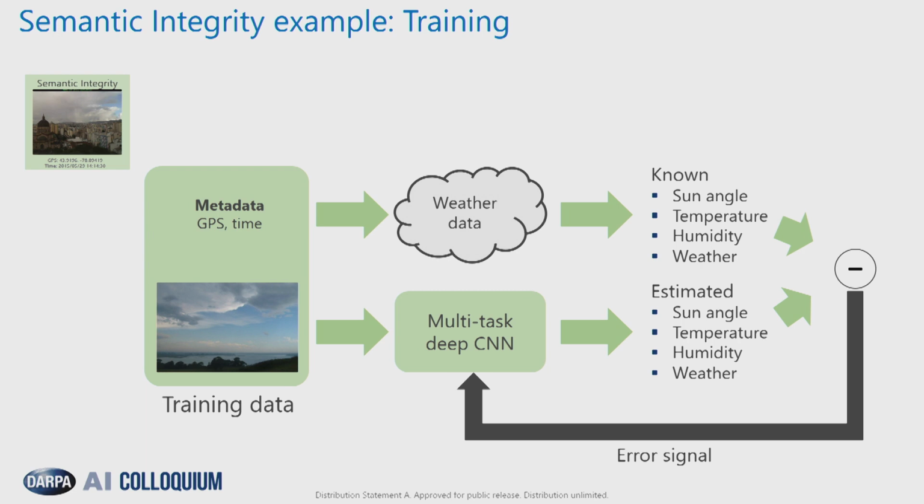Finally, at the semantic level, we're building networks to estimate weather properties from pixels alone. At training time, we take images that have known good locations and time. We use that metadata information to look up weather properties in the cloud, such as temperature and humidity. And then we build a deep network to estimate those same properties directly from the image. By comparing what we know is true from the metadata lookup to what the deep network estimates, again, that provides an error signal that we can use during training to update the weights in the deep network.